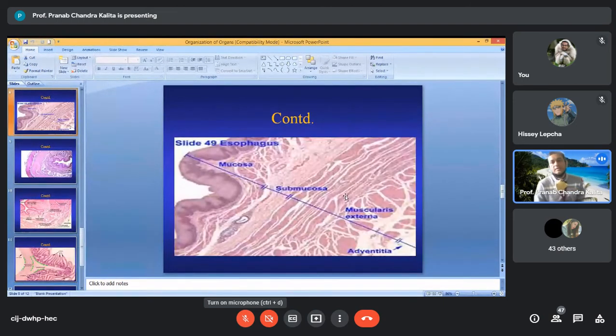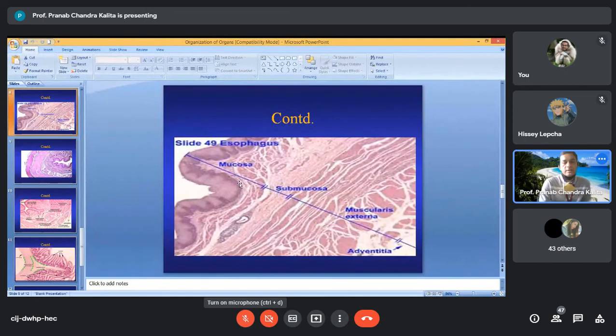Here you can see, this layer is the mucosa. This is the esophagus histology, you can see the mucosa. So the mucosa means there is a tunica mucosa. Tunica mucosa means, first from here, have you seen? This is the lamina epithelialis. Here you can see it is just stratified squamous epithelium. Lamina epithelialis mucosae.